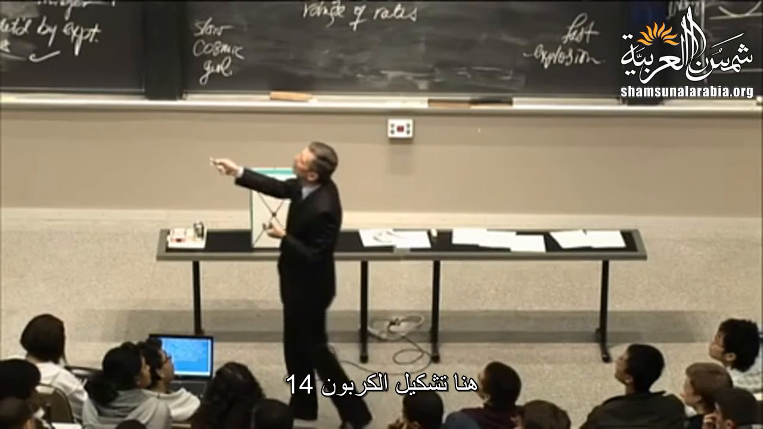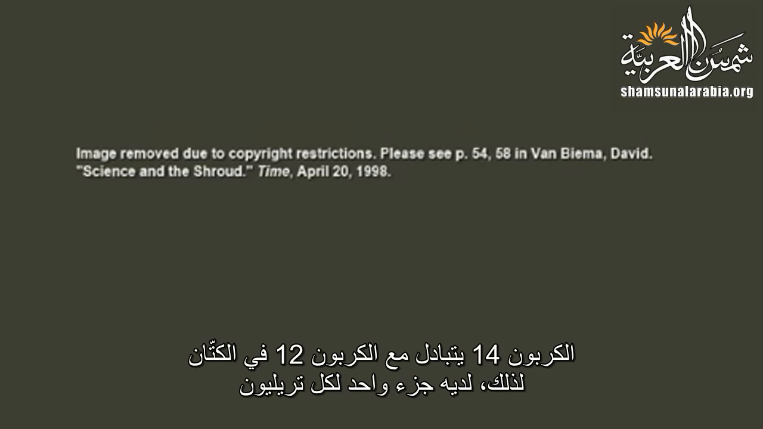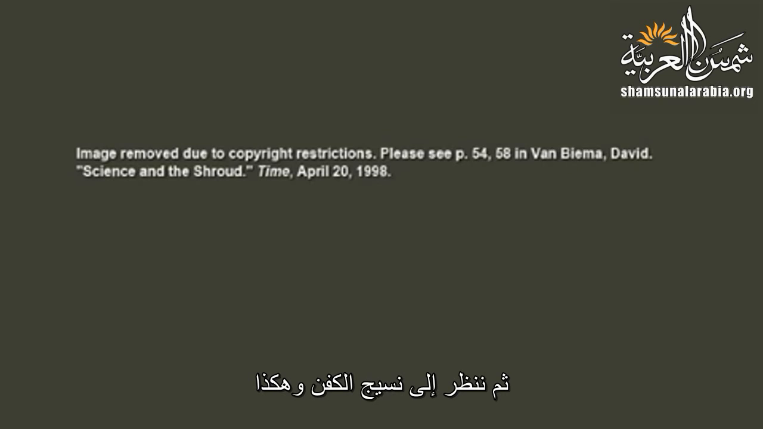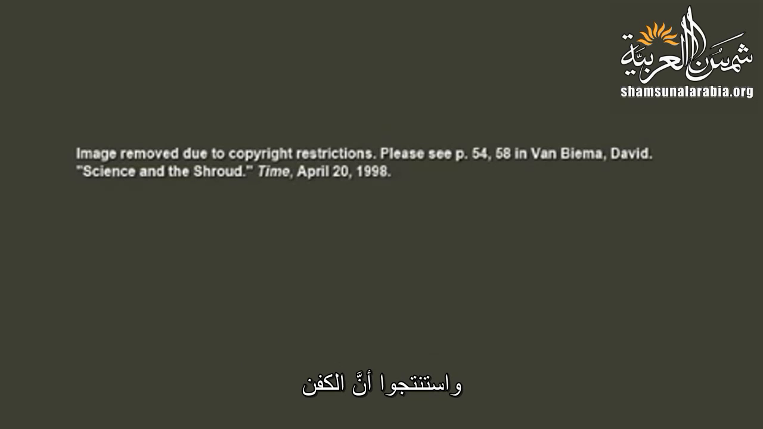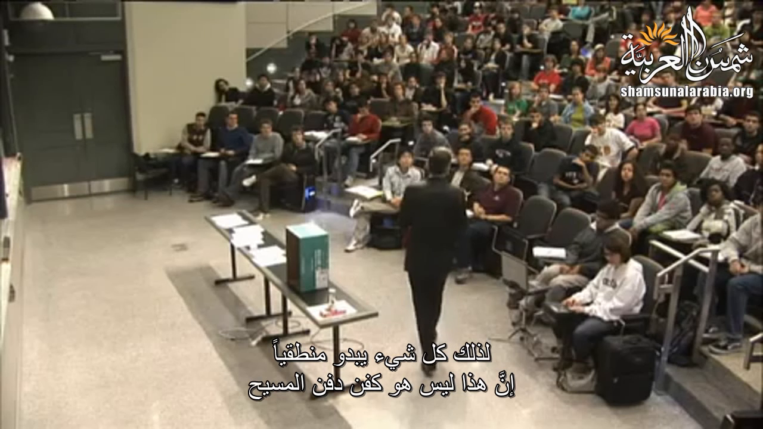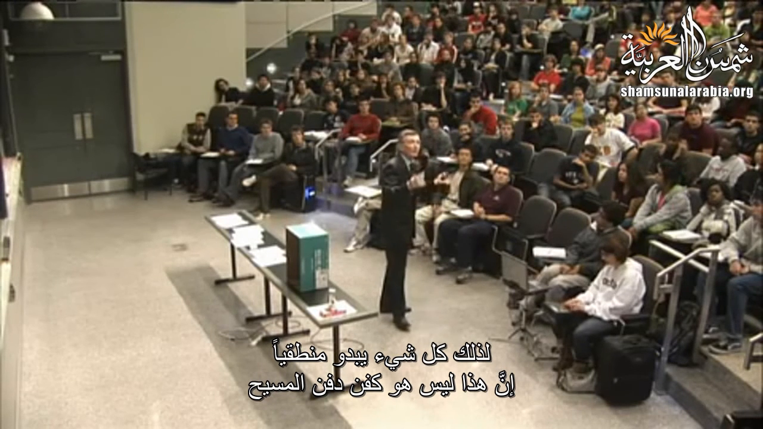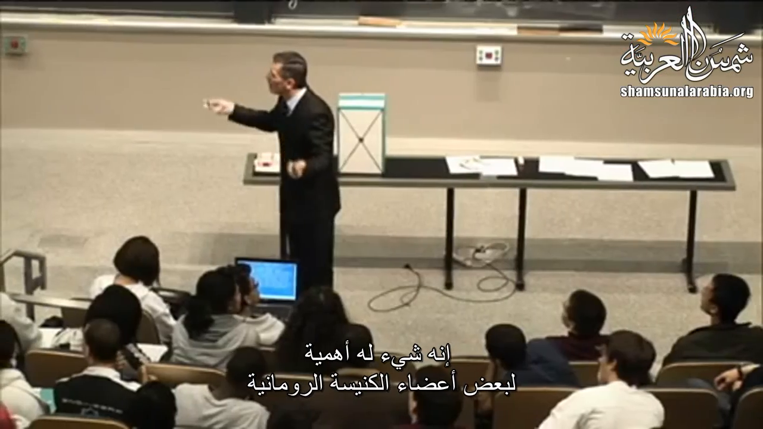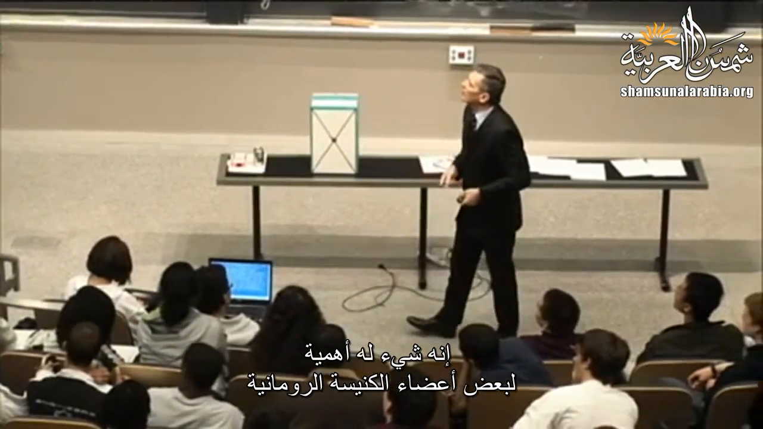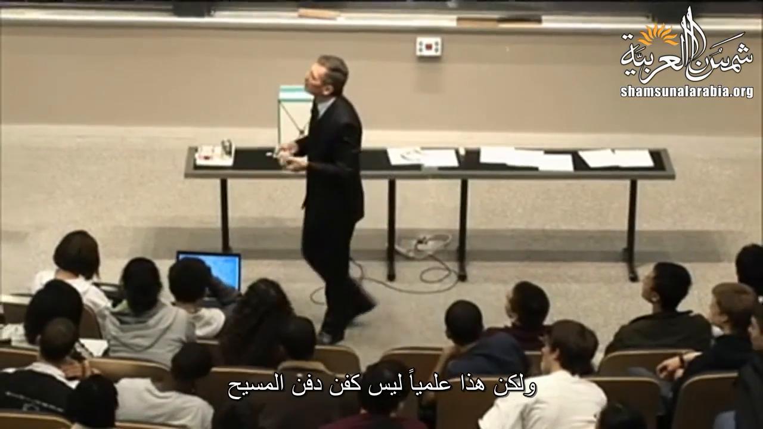And so here's the formation of carbon-14. The carbon-14 exchanges with carbon-12 in flax. So it's got 1 part per trillion. When the flax is harvested, the carbon-14 starts to decay. And then we look at the weaving of the shroud and so on. And they had 3 different labs. They took samples from the shroud. And they concluded that the shroud dates from this period, 1260 to 1390. And the first time it was mentioned in the literature is around 1354. So everything seems to make sense. That this is not the burial shroud of Jesus Christ. It's something that has importance to certain members of the Roman Church, but it's scientifically not.